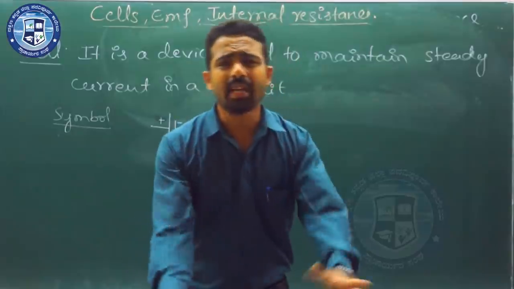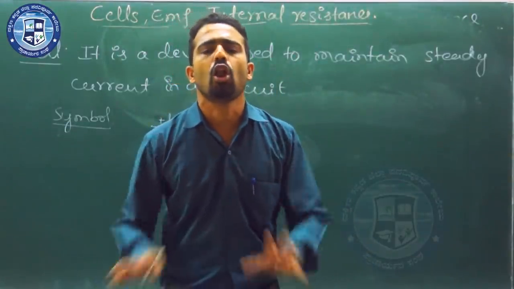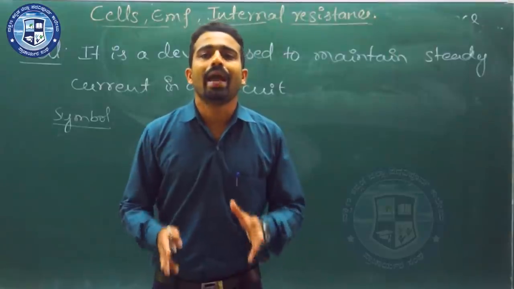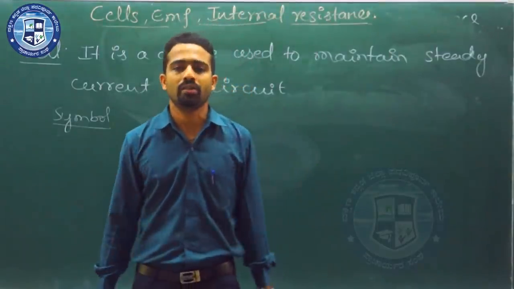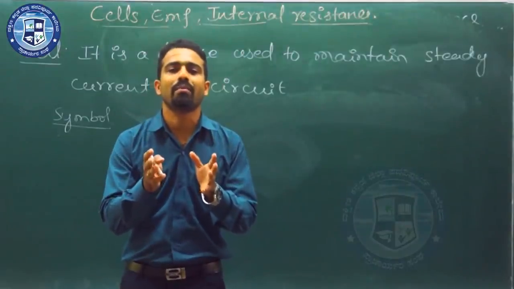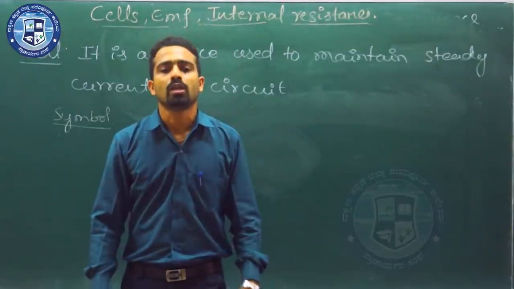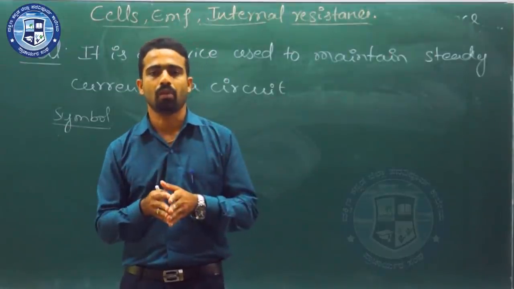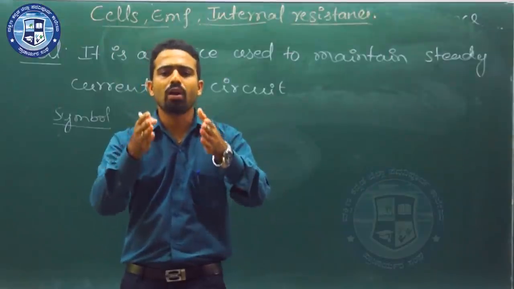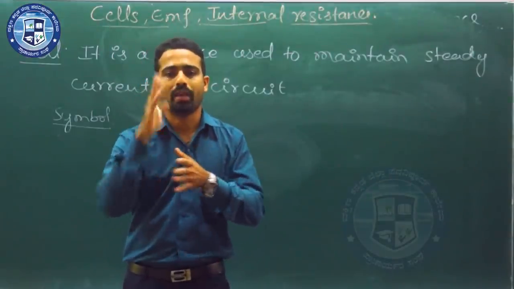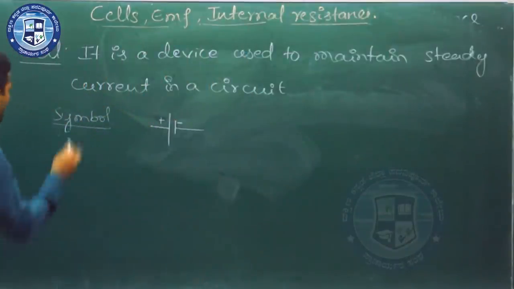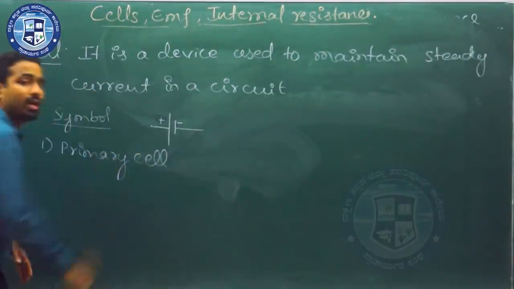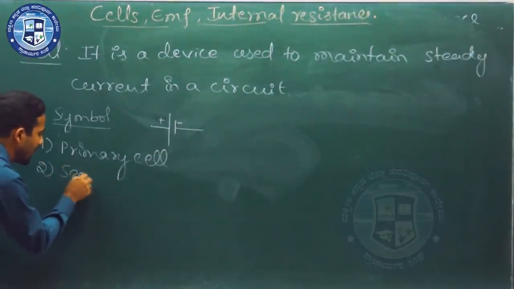Then, are there any types of cells? Yes, definitely. There are a lot of cells available today, but in this concept we are going to deal with the electrolytic cell. Electrolytic cell means these cells use some chemical solution. That is called the electrolytic solution. That electrolytic solution has some electrical conductivity, meaning we can pass some current through it. Those electrolytic cells are further classified into two types. The first one is primary, and the second one is secondary cells.